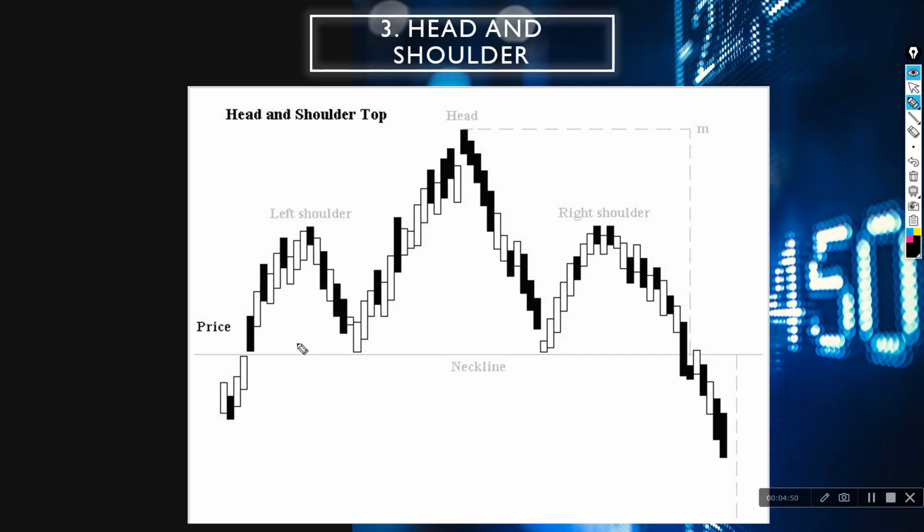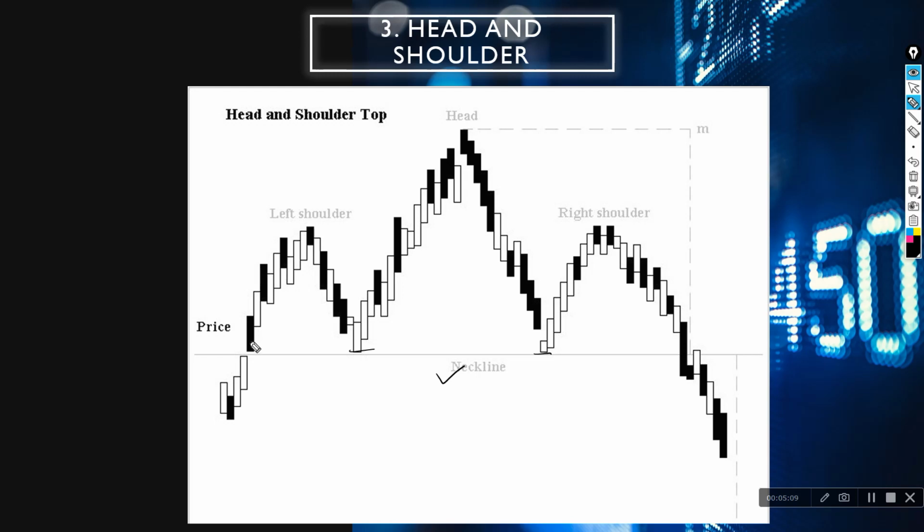Now let me help you understand. You can see, obviously, there is a neckline here as well, and this is very much similar to your double top, because you see here... Now, not double top, I'm sorry, double bottom. If you can see, there are two bottoms that are formed here.